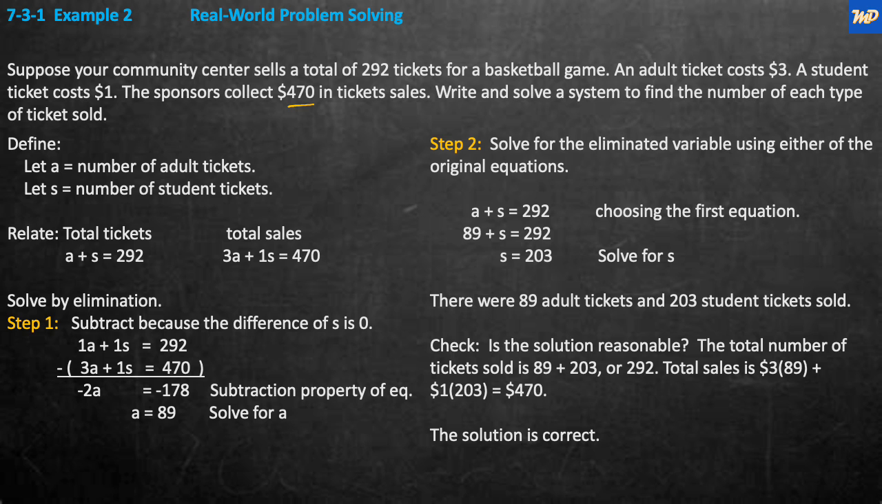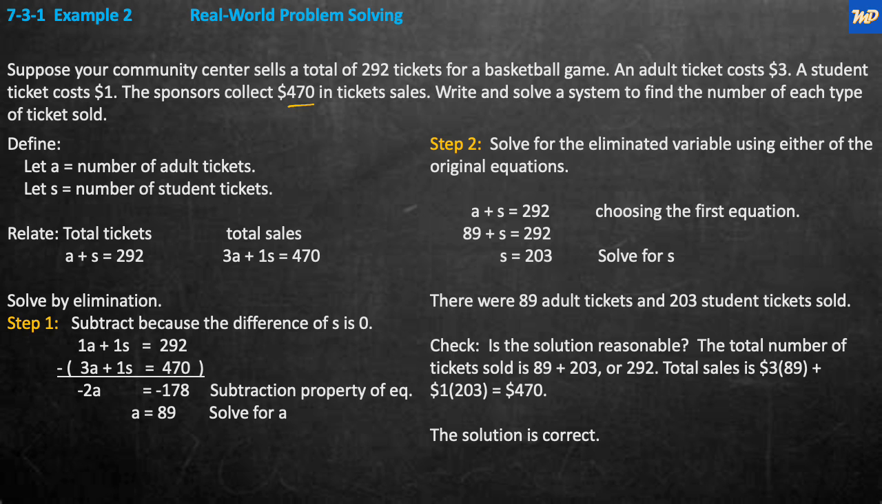We know the cost of each ticket, and we know by thinking about it, of course, that if you add the number of student tickets and the number of adult tickets together, you're going to end up with 292, right? So let's see how we would solve this.